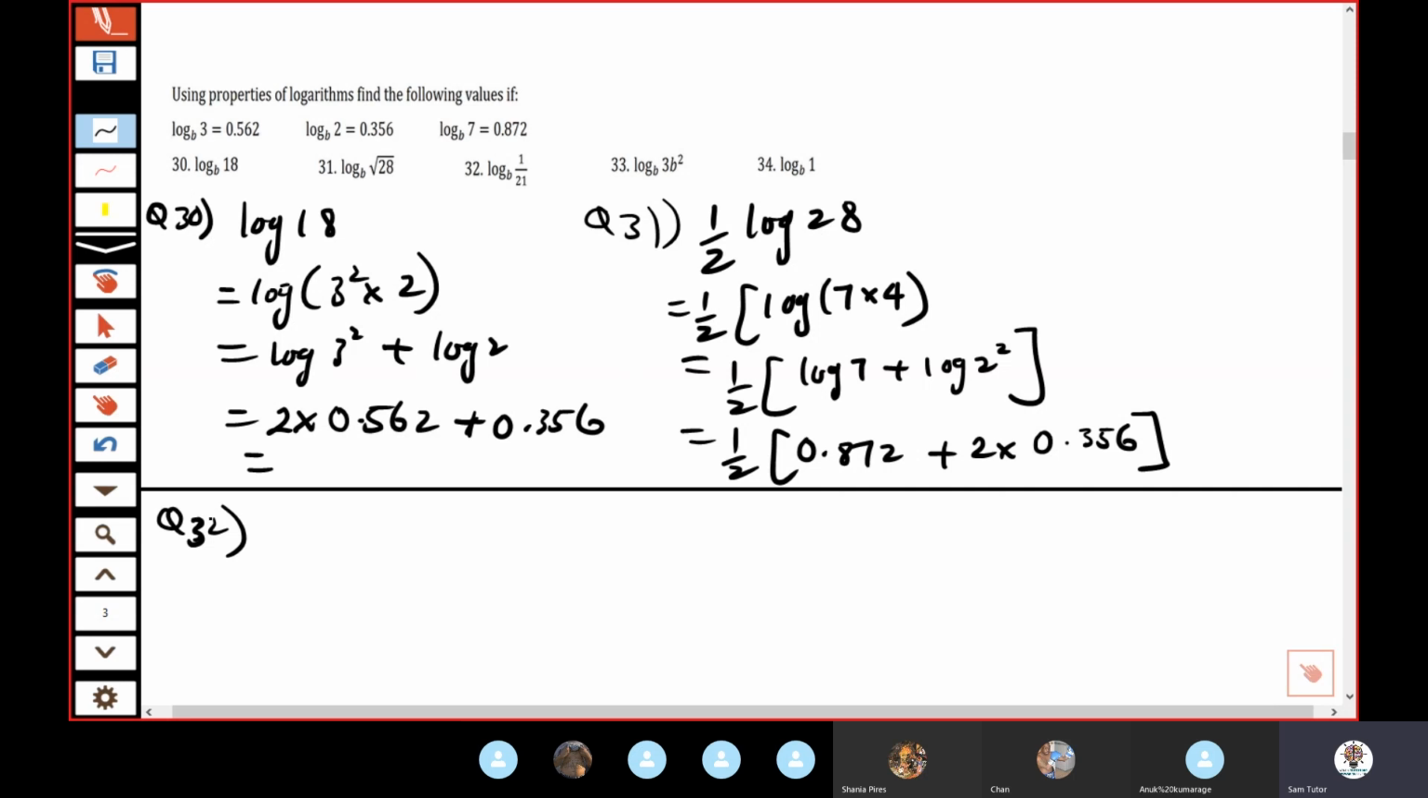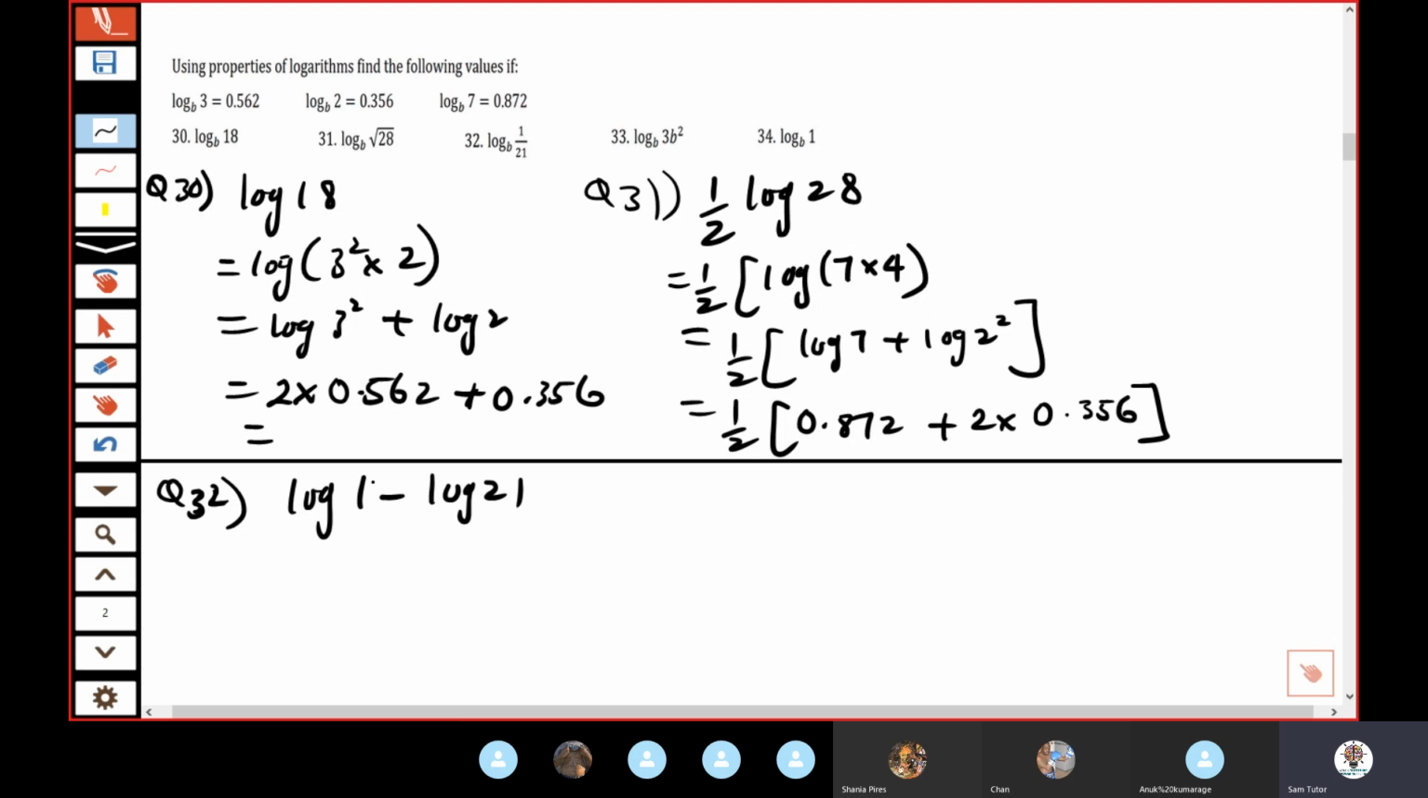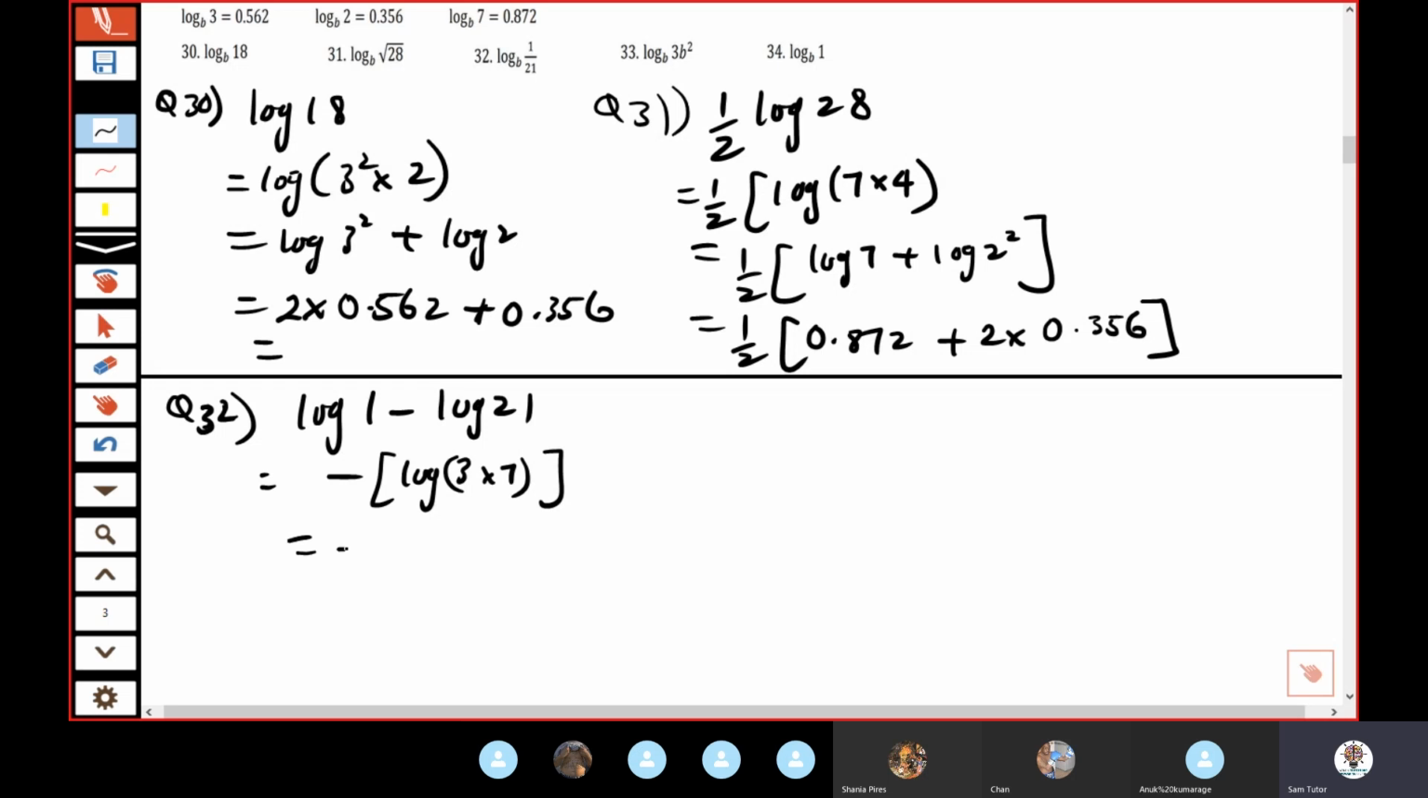Question 32. Log 1 on 21. Same thing. Log 1 minus log 21. Log 1 we know is 0, or you'll just leave it as you need to plug into your calculator. Log 21 is 3 times 7, so that becomes negative log, use your brackets. Look how I'm using my brackets. Log 21 is 3 times 7. I know that if I've multiplied, it's the same as me adding, so negative log 3 plus log 7.